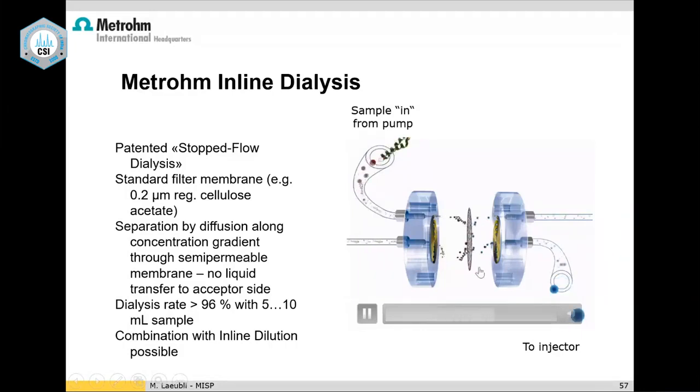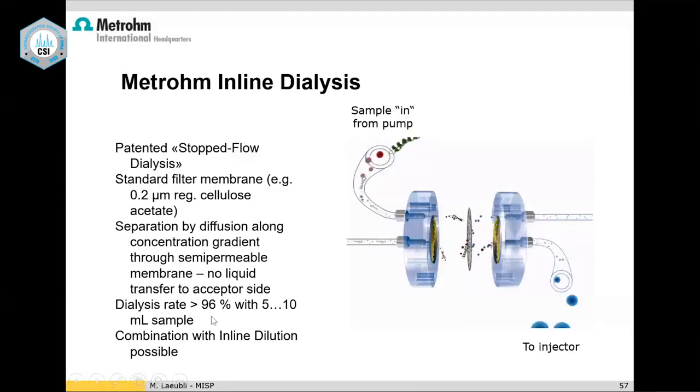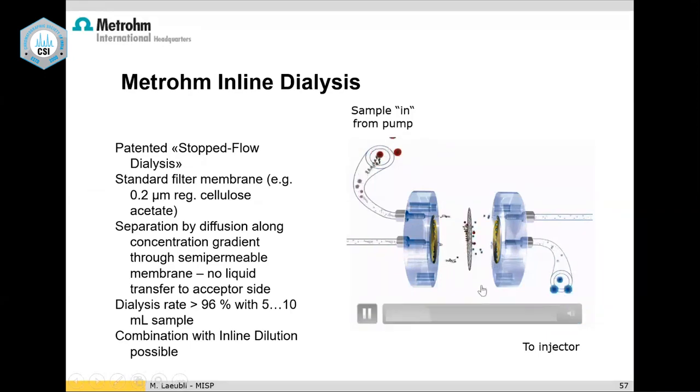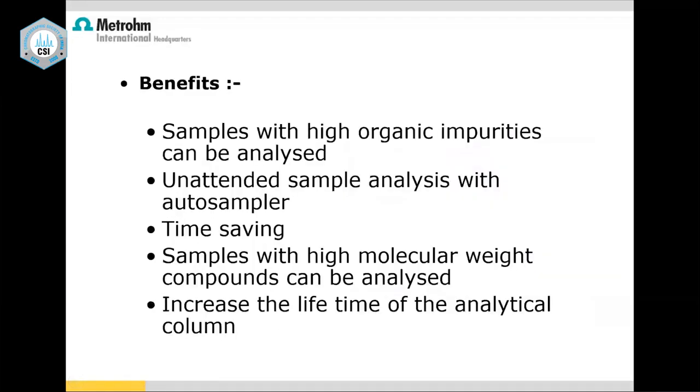What I'm trying to achieve on this side is the same concentration as this side. So we have seen a dialysis rate of 96% with a 5 to 10 ml sample. We are able to achieve more than 96% here. And since the standard and sample are treated the same way, we are injecting directly into the loop.